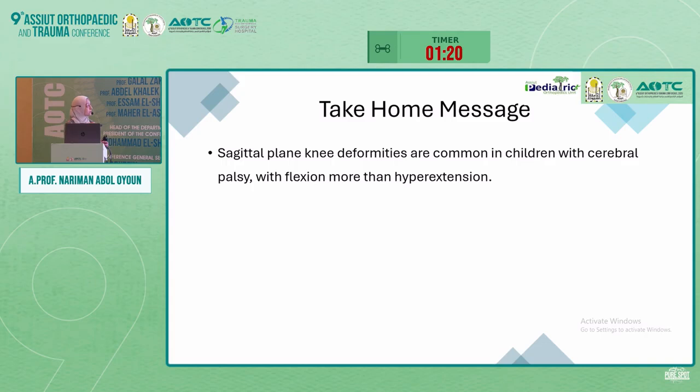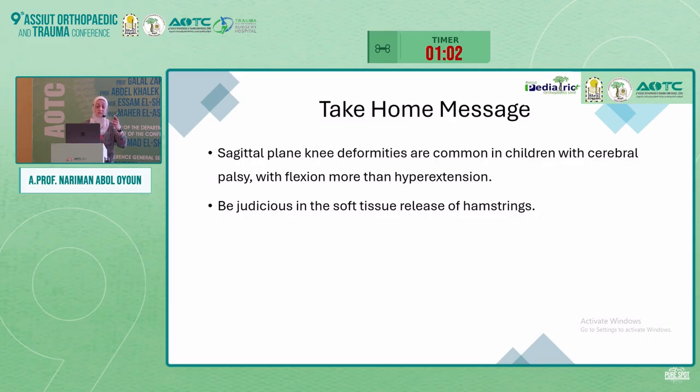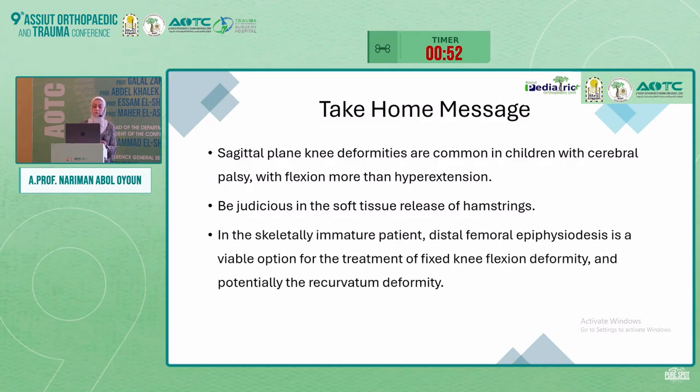Sagittal plane knee deformities are common in children with cerebral palsy, with flexion more than hyperextension. Please be judicious in the soft tissue release of hamstrings when you're faced with knee flexion deformity gait, because sometimes the hamstrings are not really short. What you have to do is consider the hip flexors, correct the knee extension, the ankle plantar flexion knee extension coupling. So you need to correct the other problems prior to addressing the hamstrings, and be judicious and do the hamstrings just enough to correct the flexion gait, don't overdo it.